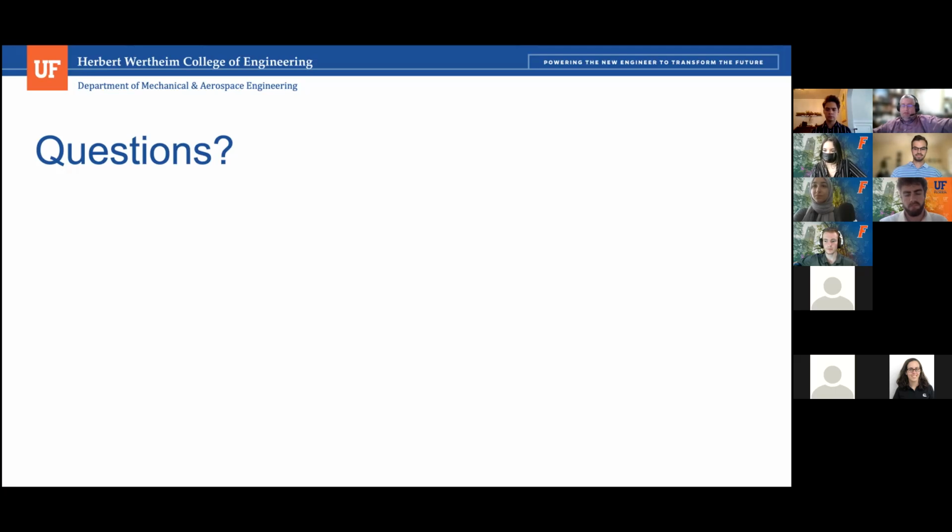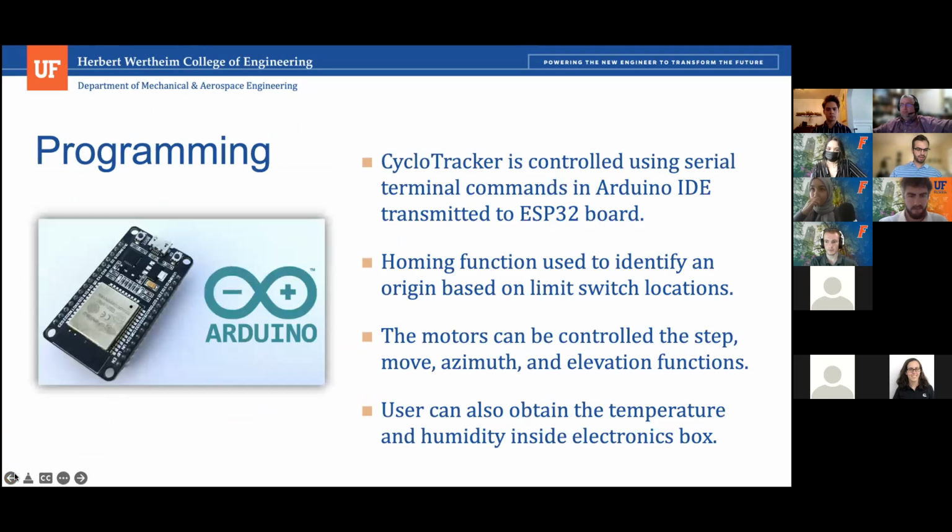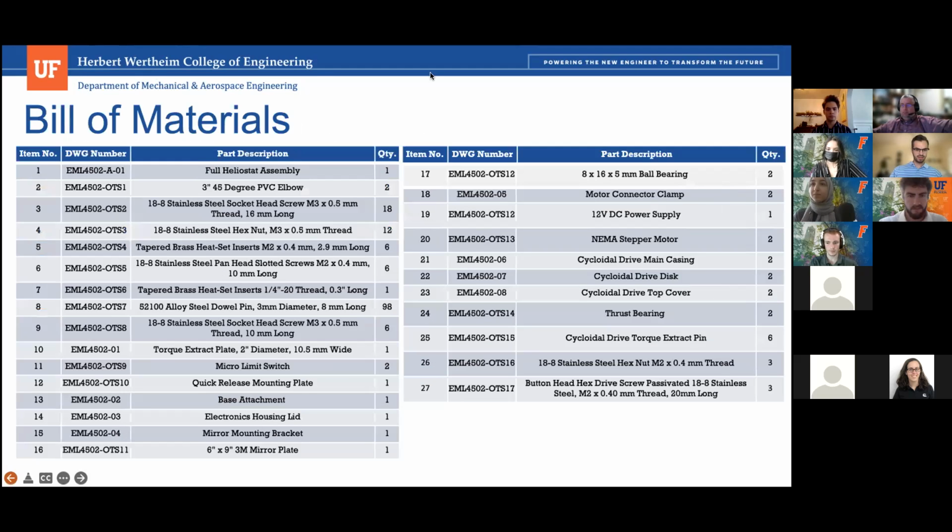Oh, no, go ahead. What was the total number of parts in your design? I'll pull that up real fast. I want to say it's somewhere around 37. Let's see, 27. There we go. 27 individual parts. But you have 98 pins. Oh yeah, and Daniel, you can go more into that. That's to provide the gear reduction ratio in each of the drives.